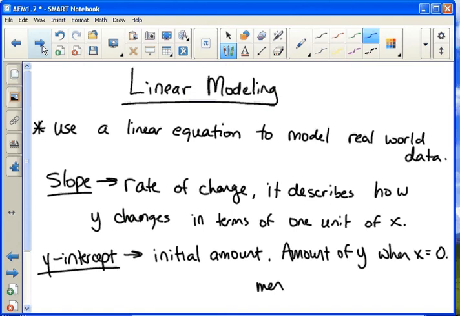You might try to find a line of best fit that would give an approximation of those points. That would be an example of a linear model. So you're using the equation of a line to represent something that's happening in the real world. The two most important parts of the linear equation are the slope, that's the rate of change. It describes how y changes in terms of 1 unit of x, and the y-intercept, which is the initial amount, or another way to put it is the amount of y when x equals 0.